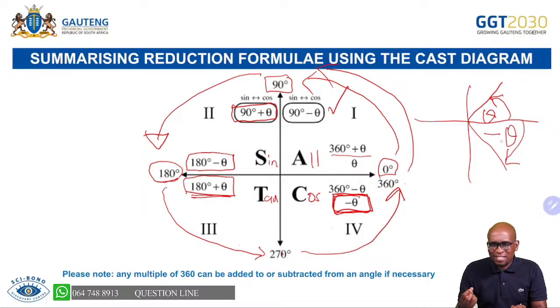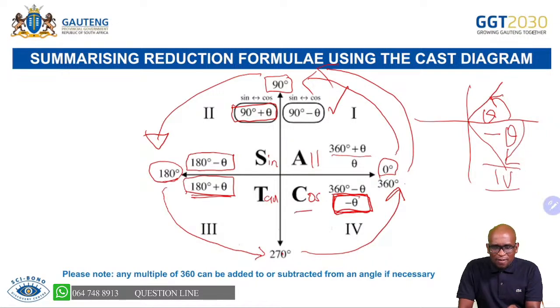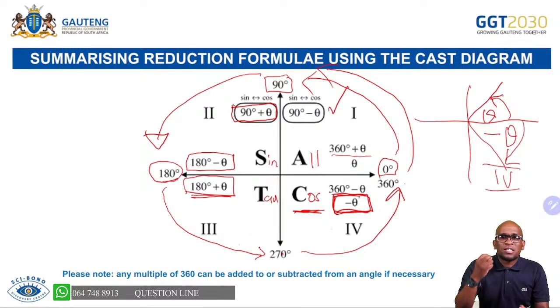So we get that this is negative theta, and you can see that this negative angle is located in the fourth quadrant, and in the fourth quadrant only the cosine is positive. That is why it is only the cosine of the negative angle that becomes positive, because the negative angle is in the fourth quadrant and only the cosine is positive in the fourth quadrant.